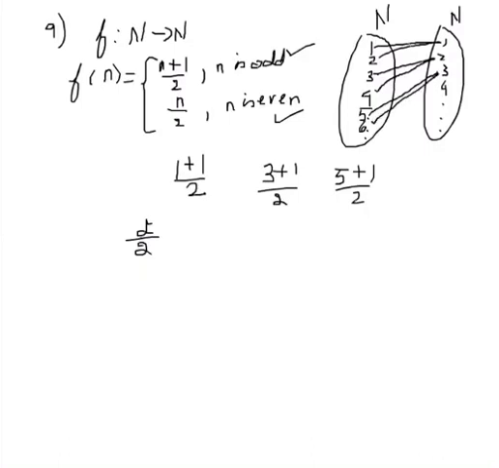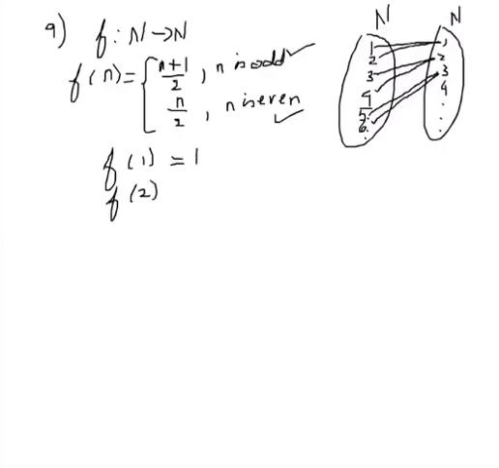Look at the figure. We can make out that this is not a 1-1 function. So you can give one counter example. f of 1 is 1. f of 2 is also 1. Therefore, f is not 1-1. Therefore, it is not a bijection. Now question number 10.